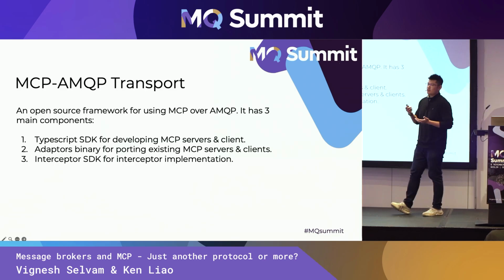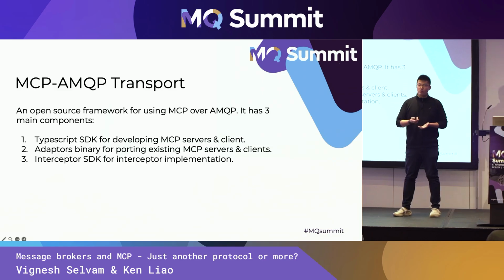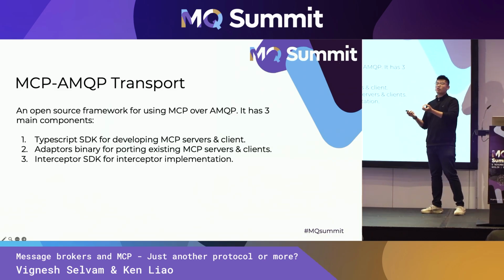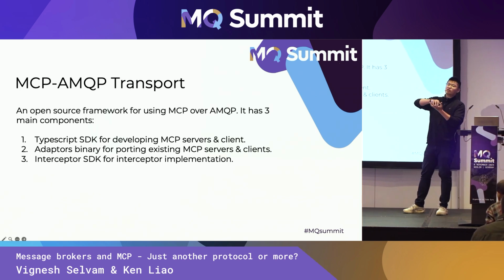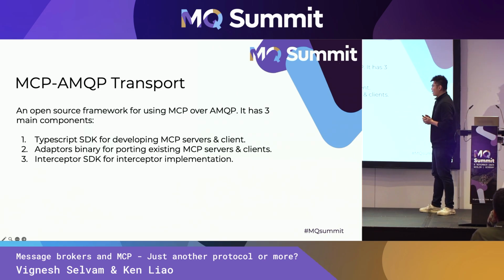We also developed adapters that bridge standard I/O to AMQP. So you can have an MCP server running on standard I/O on top of that adapter, and all the messages will be translated from standard I/O and put onto AMQP, the message broker. Same on the client side. So you can grab anything that's existing and just run it on this framework.